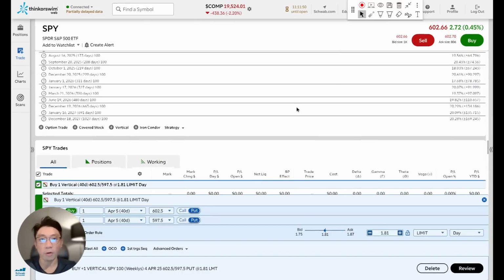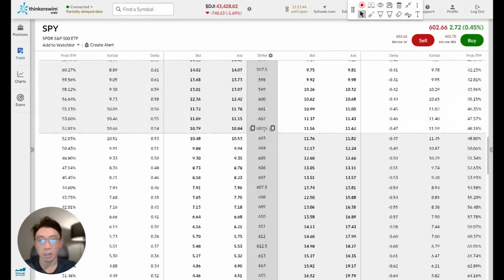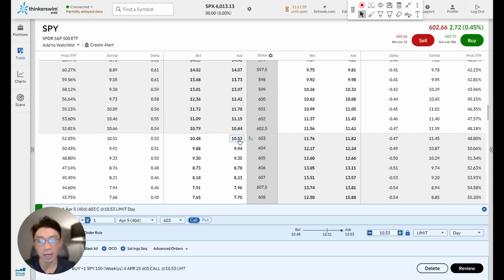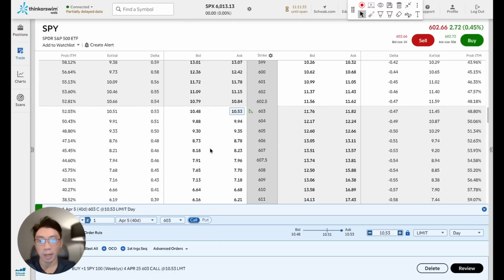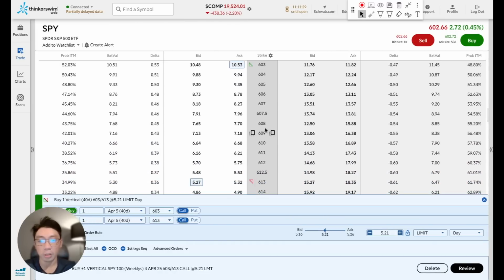Now, what about the call debit spread? Let me remove all these drawings again. Similarly, we also want to construct one that is somewhere around at the money. So I'm going to buy: I go to the ask, click this, buy this call option, and I'm going to sell one, for example, 10 points out.